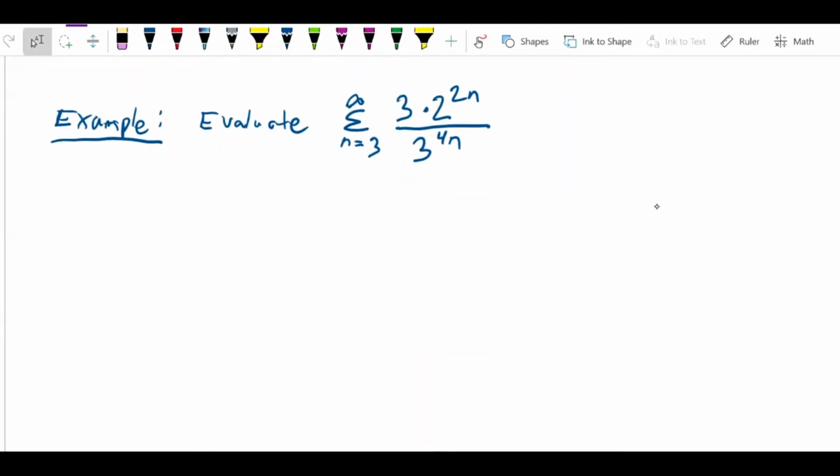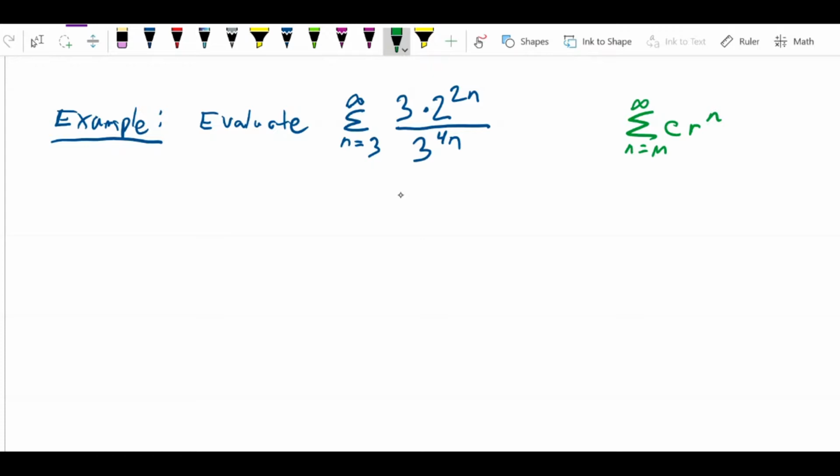Let's go to another example. This one is evaluate the sum from n equals 3 to infinity of 3 times 2 to the 2n over 3 to the 4n. So the trick here is going to be that we have to put this in the form sum from n equals m to infinity of c r to the n. And we don't really have that. What we have is something raised to the 2n and something raised to the 4n. We're going to have to simplify this a little bit.